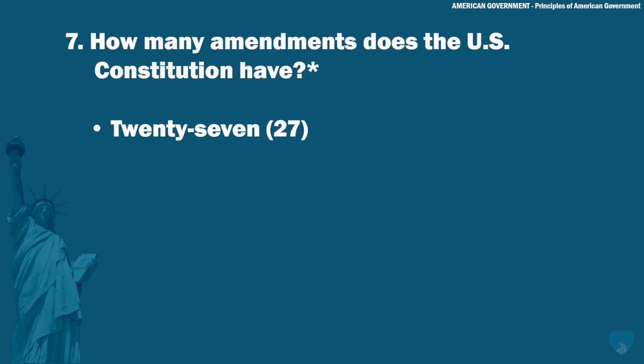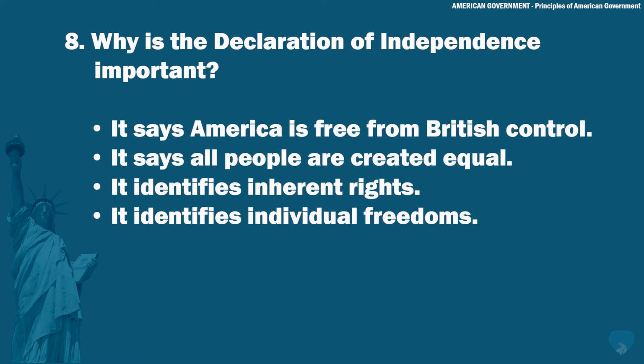Question 7. How many amendments does the U.S. Constitution have? 27. Question 8. Why is the Declaration of Independence important? It says America is free from British control. It says all people are created equal. It identifies inherent rights. It identifies individual freedoms.